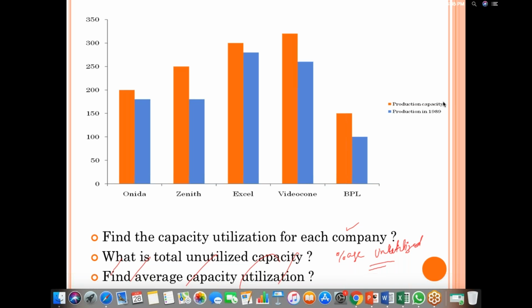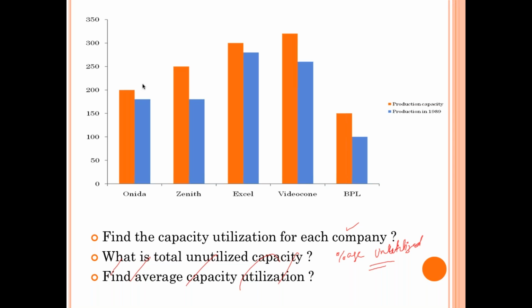I will just write the values so that there is no confusion, but you need not worry about that. It is 200, 180, and it is 250, again 180. So it is your 300 and 280. So this is 320 and this is 260 and this is 150 and this is 100, right? You can take these values and then solve it.